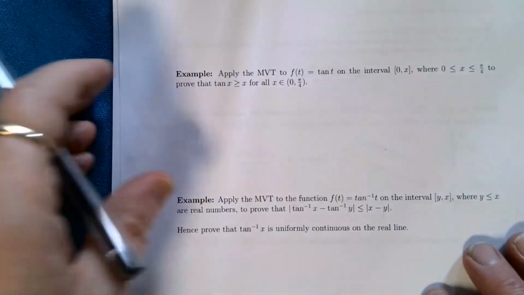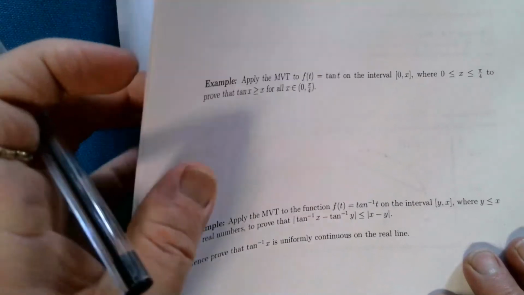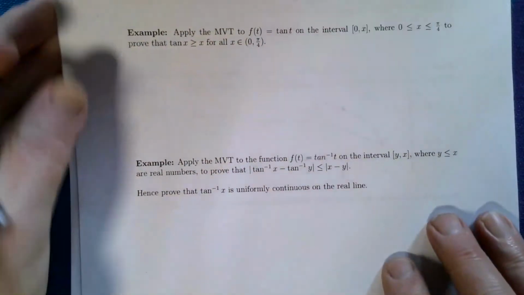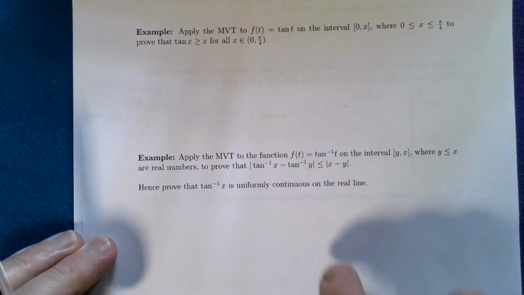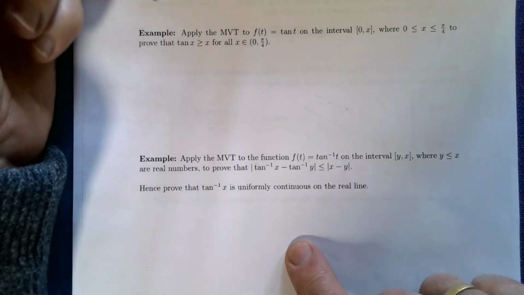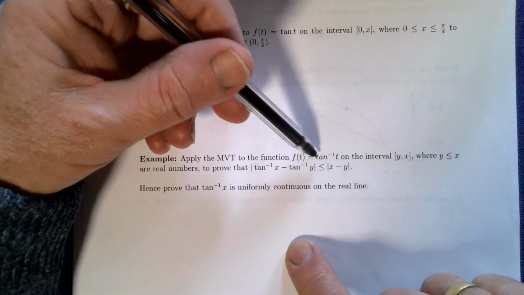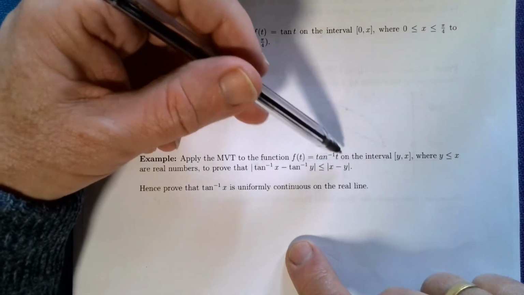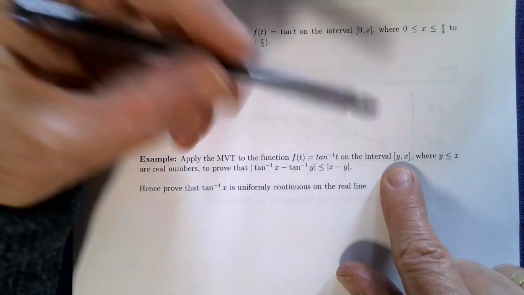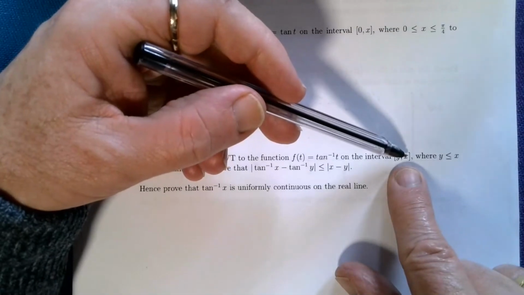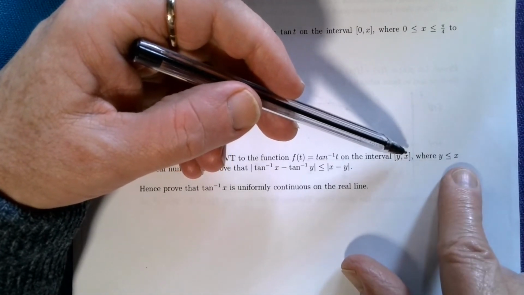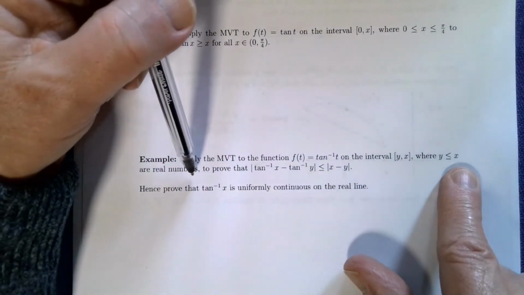One other example we're going to do, in fact you'll have one of something like this in assignment 2. So again I use the same wording. We apply the mean value theorem to the function f of t is inverse tan of t. This time the interval is going to be the interval y x, where y is less or equal to x are any real numbers.